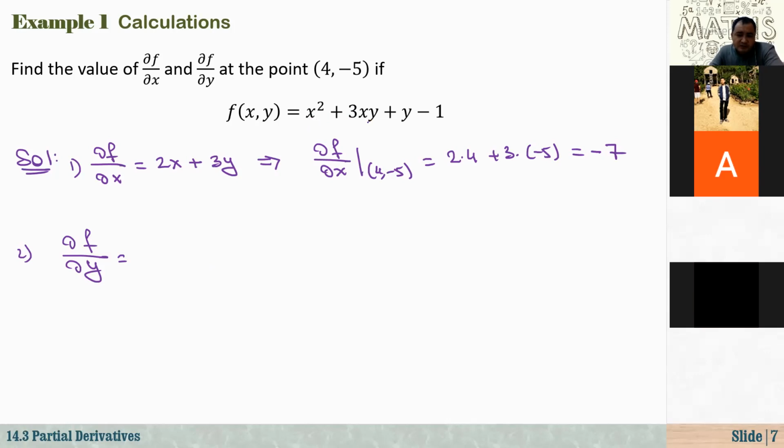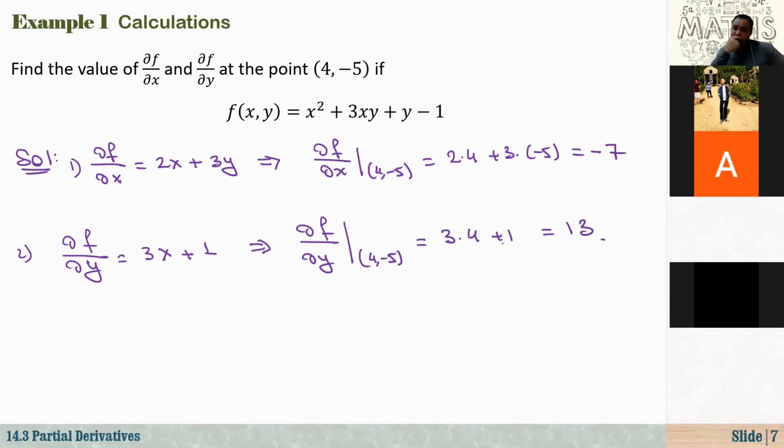And how about if you differentiate 3xy with respect to y? That's equal to 3x, and y with respect to y is equal to 1, and negative 1 is equal to 0. So the partial derivative of f with respect to y at the given point, what is it? It is 4 and minus 5. That's equal to 3 times 4 plus 1, that's equal to 13. Okay. So this is how we calculate partial derivatives.